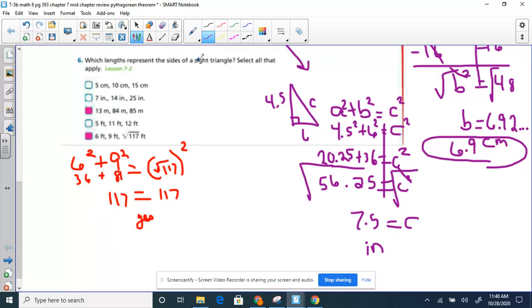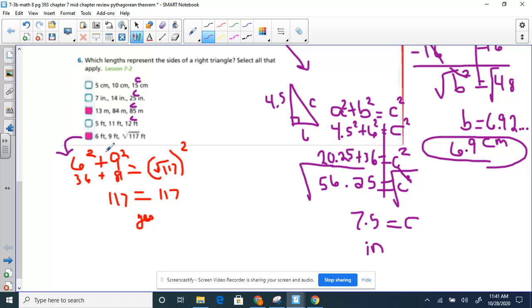And which ones represent the sides of a right triangle? We want to see which ones where a squared plus b squared really does equal c squared. So I just did one example for you. You would go through them and you would see if a squared plus b squared really does equal c squared. Just make sure you choose the longest side for c and check them all this way.